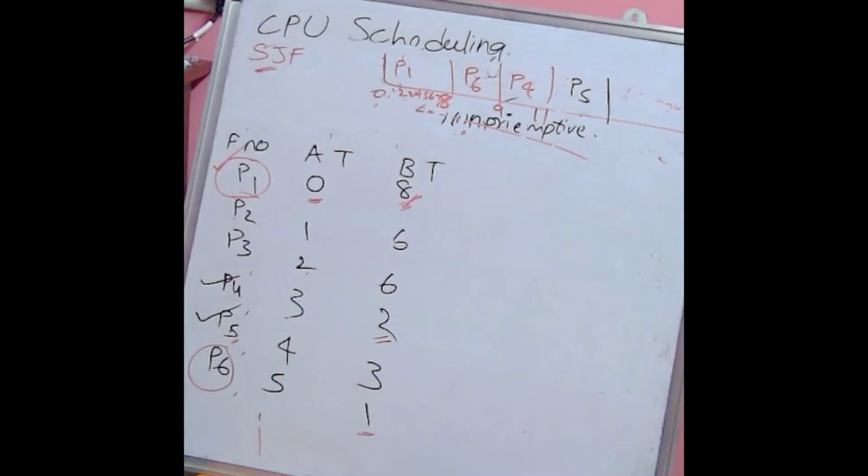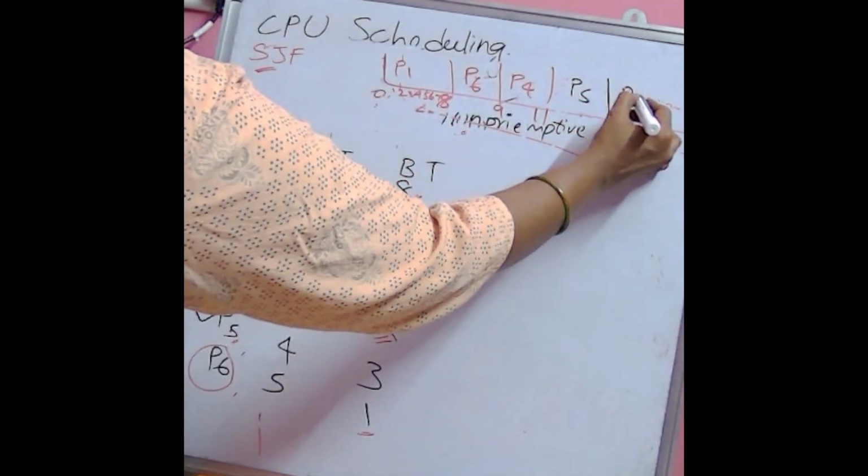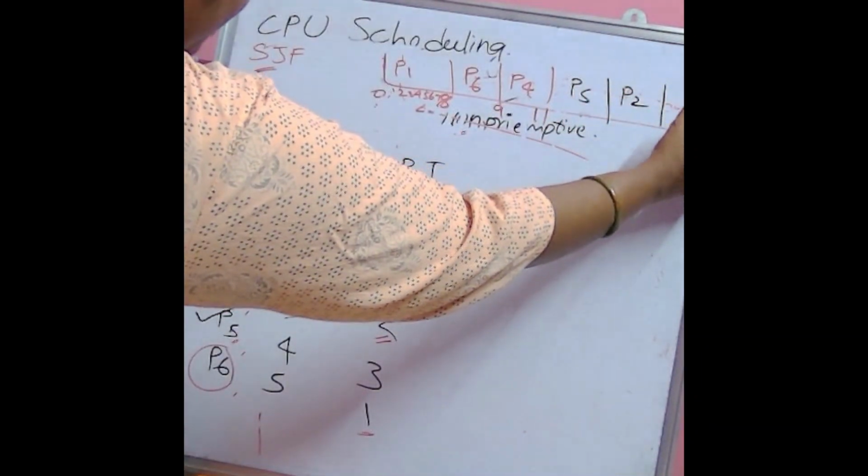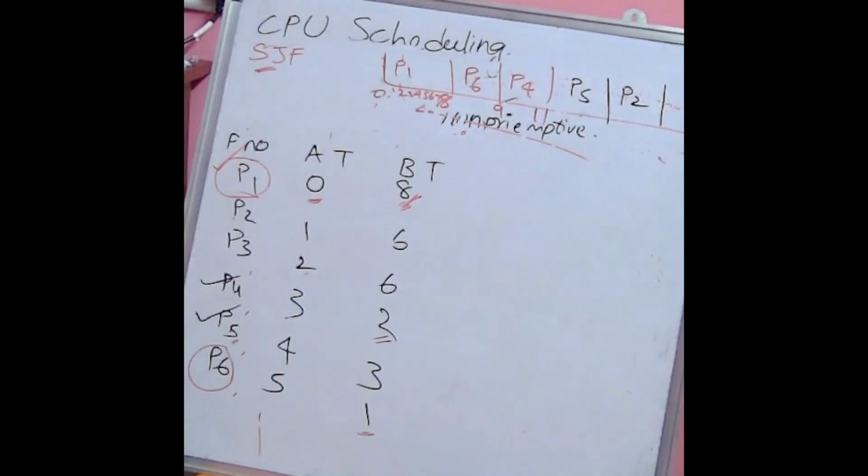But which one entered the main memory first? P2, ma'am. P2. That's why it allocates for P2. Next it allocates for P3. All the processes will complete their execution.